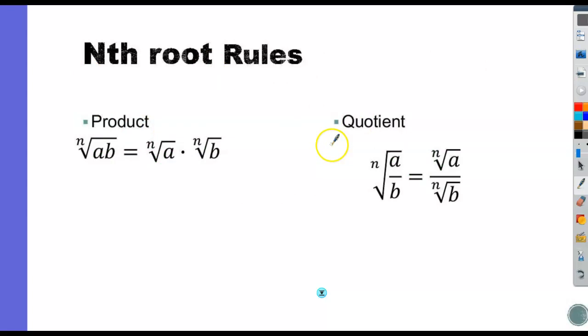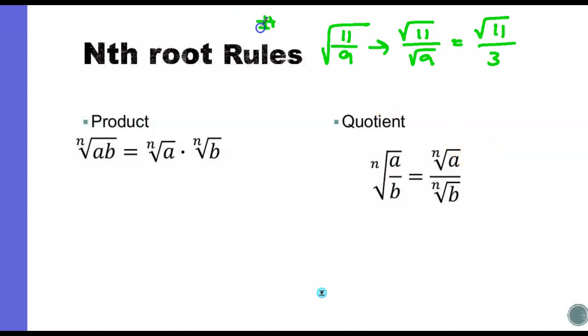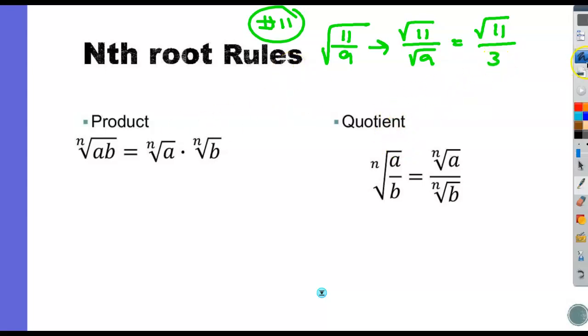This is just some rules about roots. The main one that I think is important is this quotient rule here. Basically telling you if I have a radical, I can split it into 2 radicals by putting the numerator on top, and then I would have the denominator on the bottom. So for example, this is number 11 from the practice that you have. If I had the square root of 11 over 9, what I can do is break it apart as the square root of 11 over the square root of 9. And then from there, I would have the square root of 11 over the square root of 9, which is 3. So that's why these rules can come in handy.